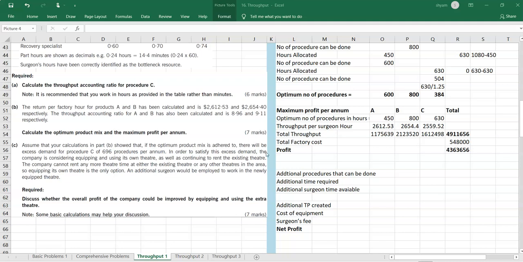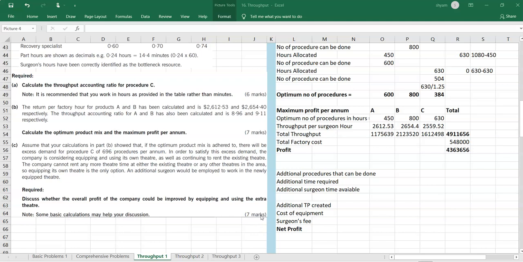In order to satisfy this excess demand, the company is considering equipping and using its own theatre, as well as continuing to rent the existing theatre. The company cannot rent any more theatre time at either the existing theatre or any other theatres in the area. So equipping its own theatre is the only option. An additional surgeon would be employed to work in the newly equipped theatre. Required: discuss whether the overall profit of the company could be improved by equipping and using the extra theatre. Some basic calculations may help your discussion. They have given 7 marks.